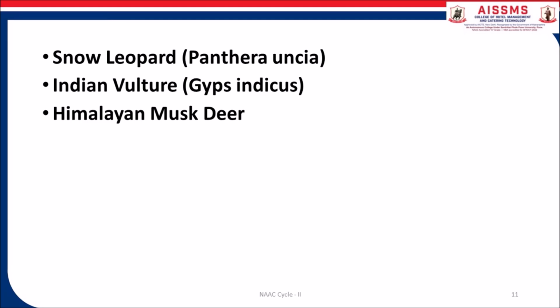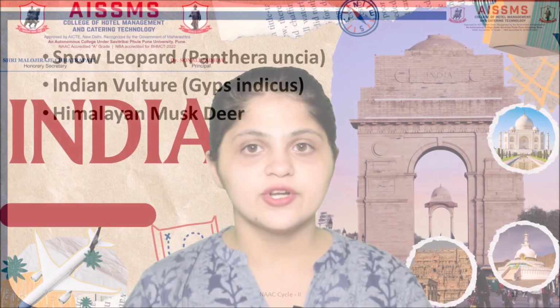Himalayan musk deer. The Himalayan musk deer is an endangered species hunted for its musk gland, which is traditionally used in medicines and perfumes. It inhabits the region of the Himalayas and is threatened by poaching and habitat loss. Conservation efforts include anti-poaching measures, habitat protection, and public awareness campaigns.